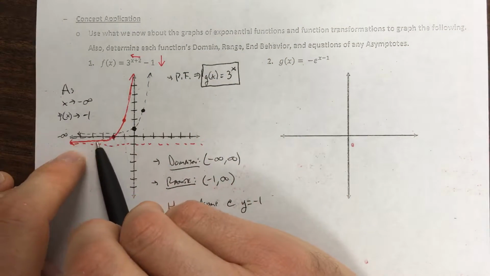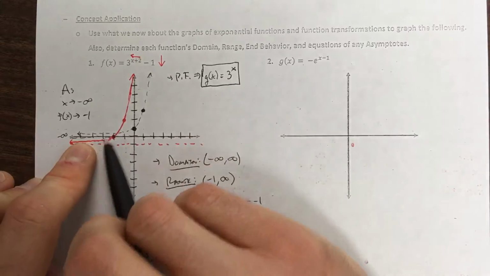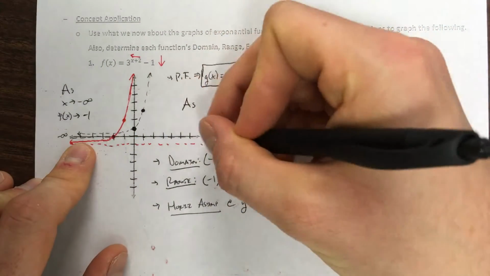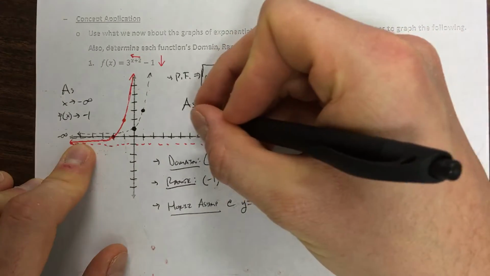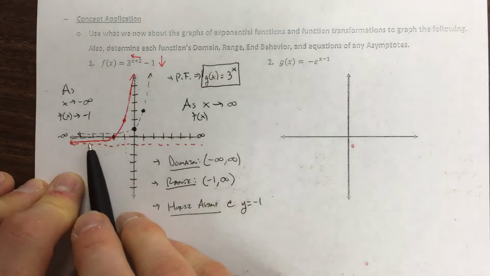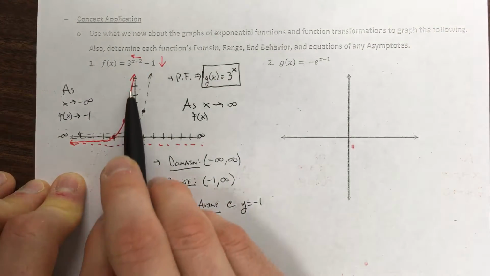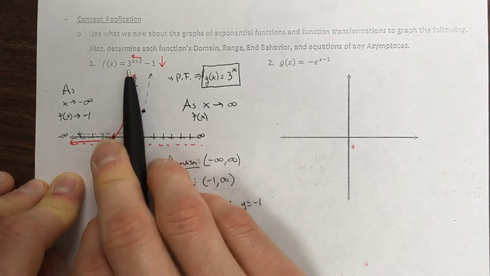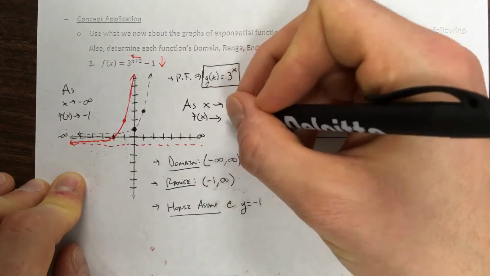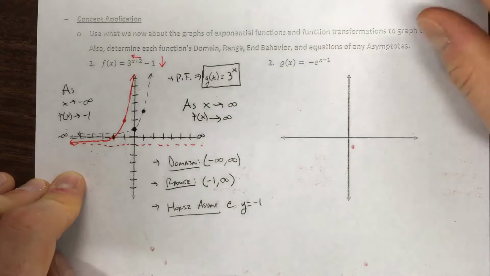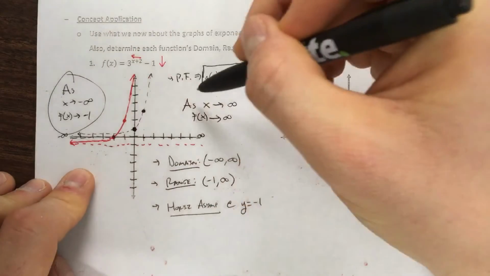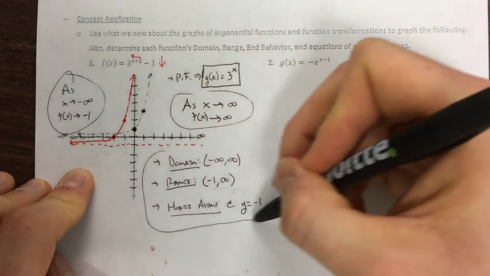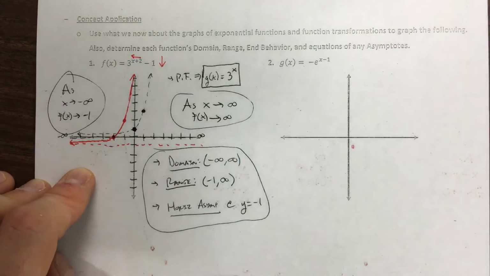Same thing if we move in the right-hand direction. Well, not the same thing. If we move here in the right-hand direction, we can say as x goes towards infinity, our function, as we go to the right, continue moving along that function, it's going to continue increasing, it's never going to stop, and it's going towards infinity. So these are our key features for this function.